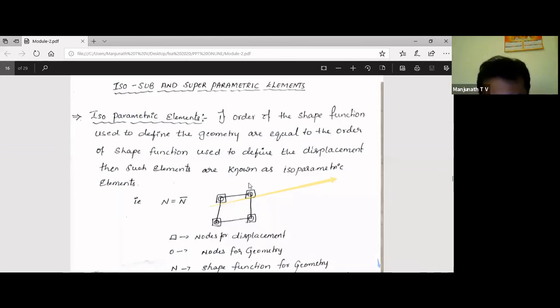Now just consider a geometry. In real applications, if you consider any product, there will be curved surfaces. How are you going to discretize those curved surfaces? If you can't consider the curved surface itself in the analysis, then, since all the real parts have curved surfaces or curved boundaries, you are not going to get accurate results.